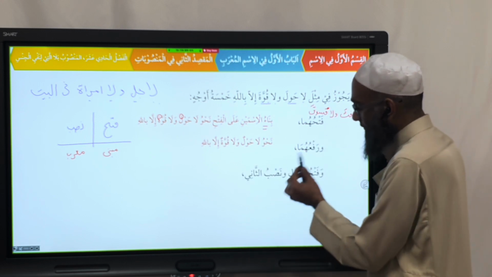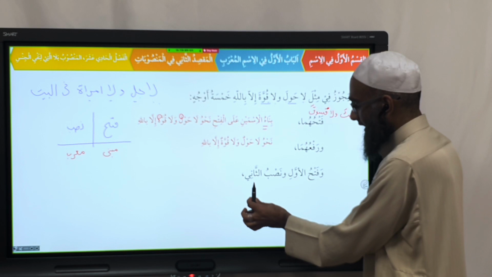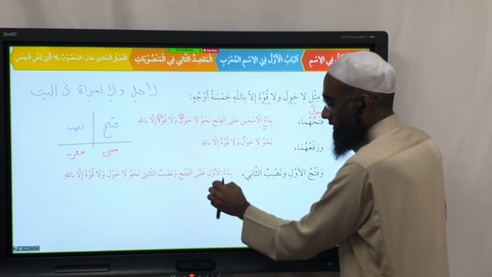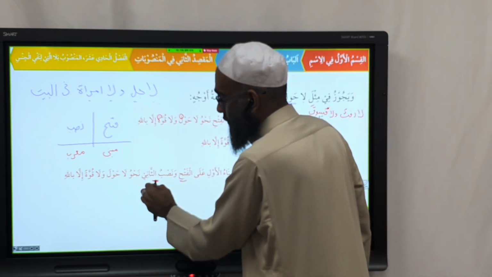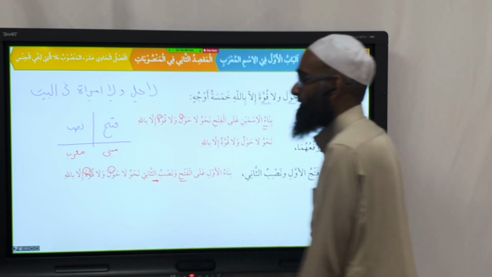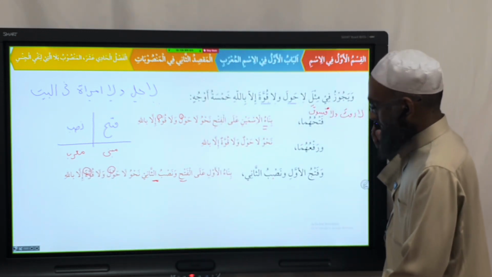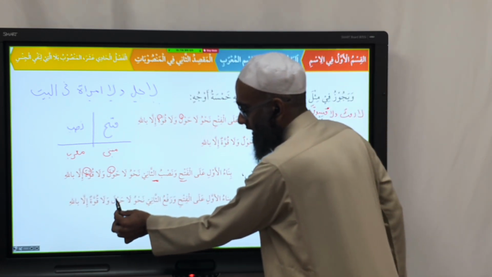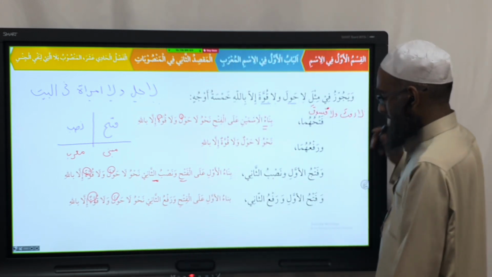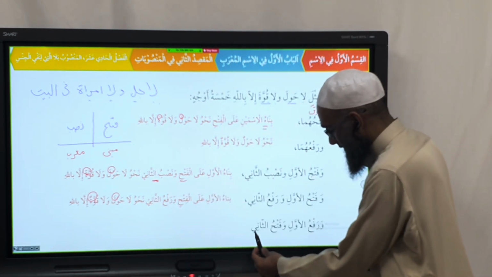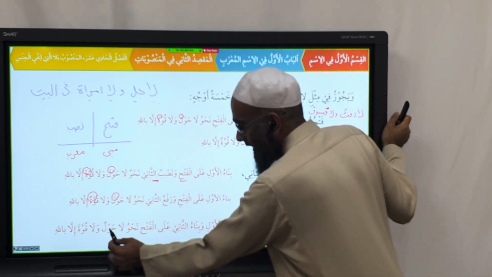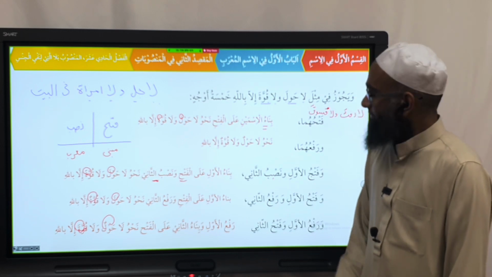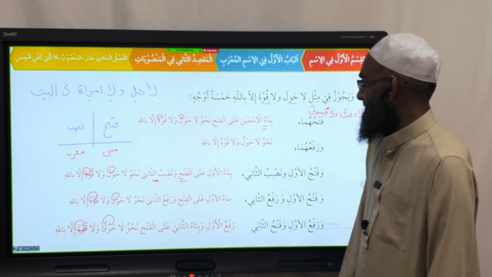Yes? Another way of reading it, fathul awwal wa nasbu thani. First is mabni al-fath, second is mu'rab with a nasab. So the first is mabni al-fath, the second mansub. La hawla wa la quwwatan. Fathul awwal, raf'u thani. Meaning the first is mabni, so la hawla, second is marfu, quwwatun. And raf'ul awwal and fathul thani. So you can say here, la hawlun wa la quwwata illa billah. Okay? So you can read it 5 ways.